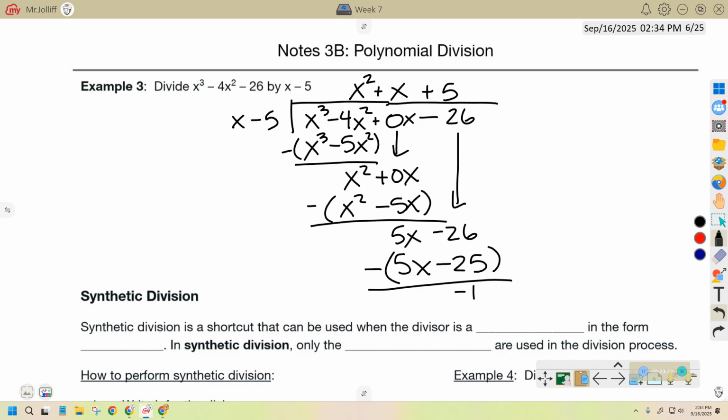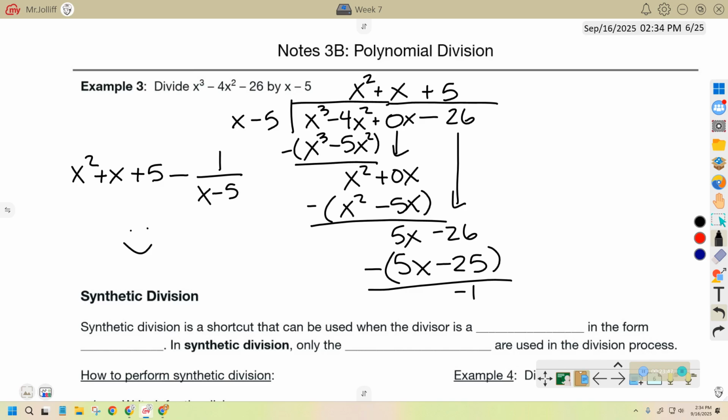Very good. So my answer is x squared plus x plus 5. My remainder is negative, so minus 1 over x minus 5. Yay.